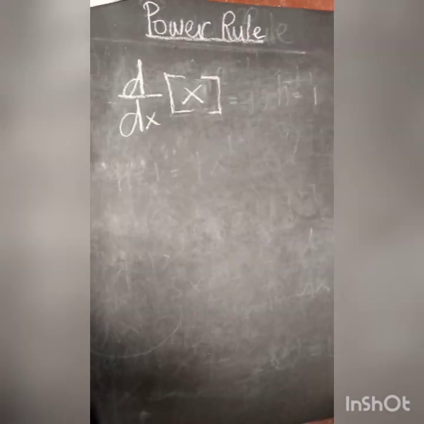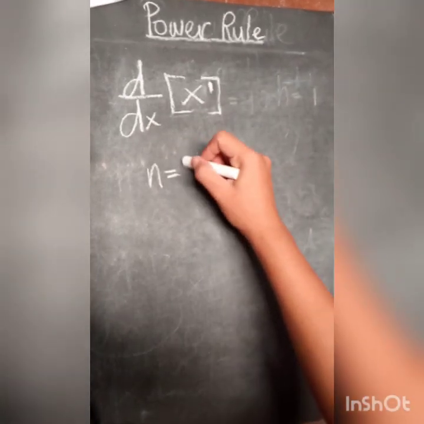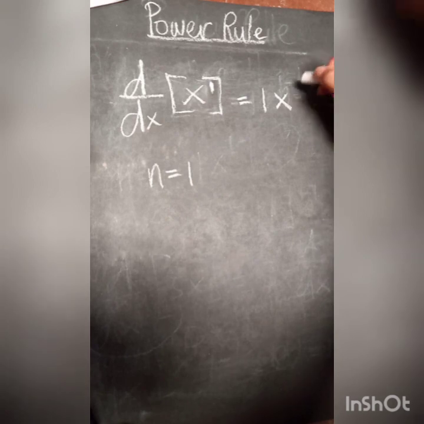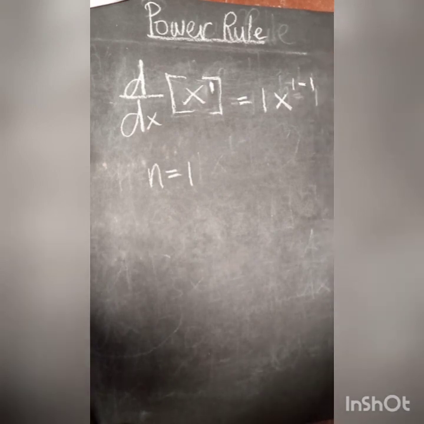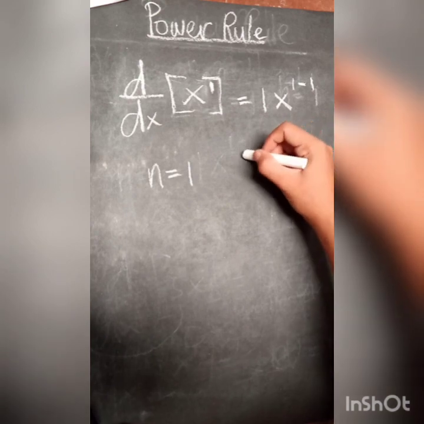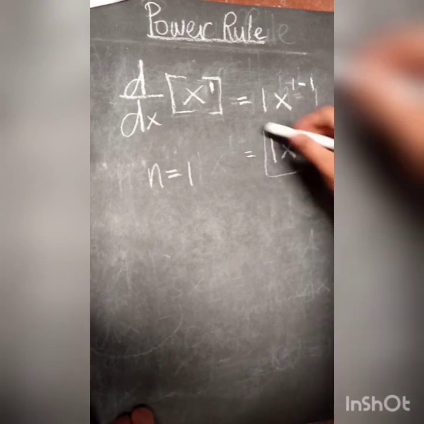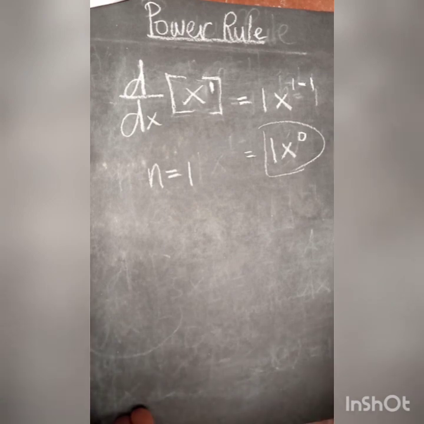Now try to find the derivative of x. Go ahead and think about it. This is basically x raised to the power of 1. So our n there is equal to 1. So we have 1x raised to the power of 1 minus 1. So 1 minus 1 is equal to 0. So 1x raised to the power of 0. And any number raised to the power of 0 is equal to 1. So this is equal to 1. This would be the final answer.